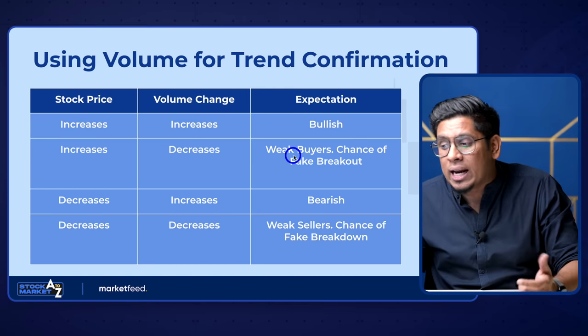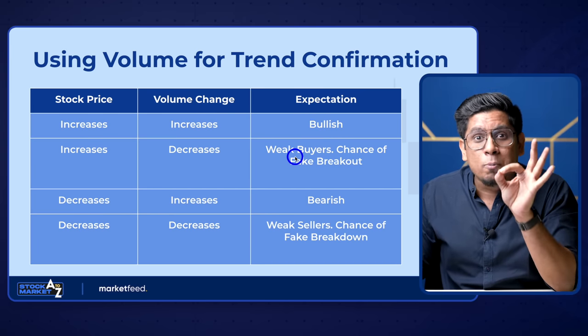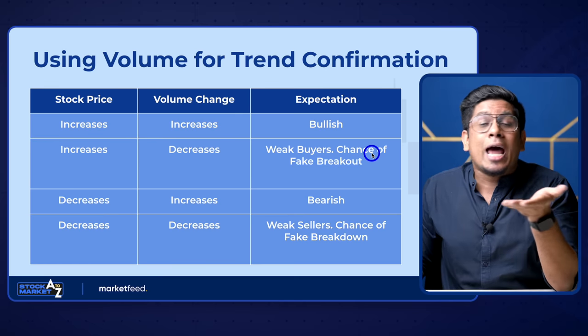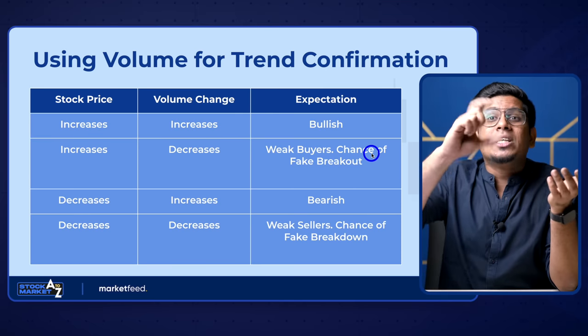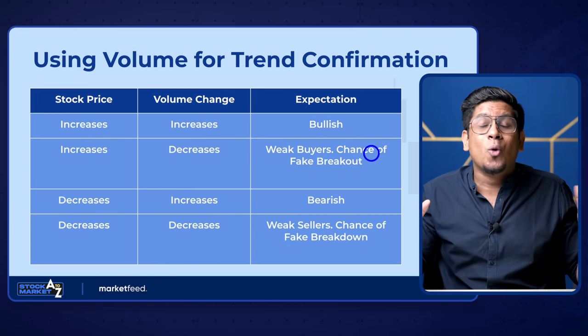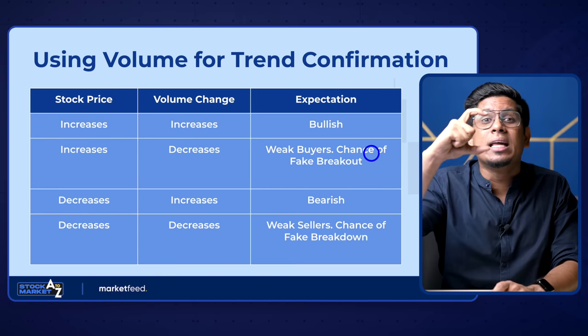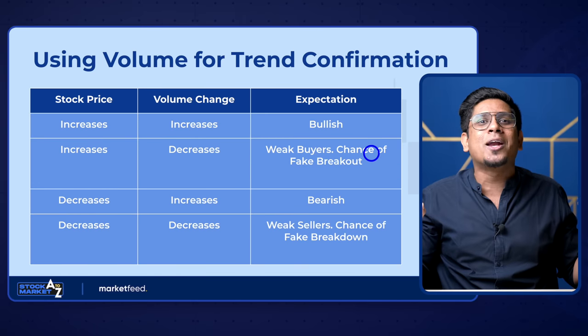And what is the expectation? The buyers are weak there. A lot of market participants are not believing in the move. So it can be a fake breakout. It can be just that the price moved up and then it can just come down after that. What do you understand so far? So just a large green candle isn't confirmation for an up move.